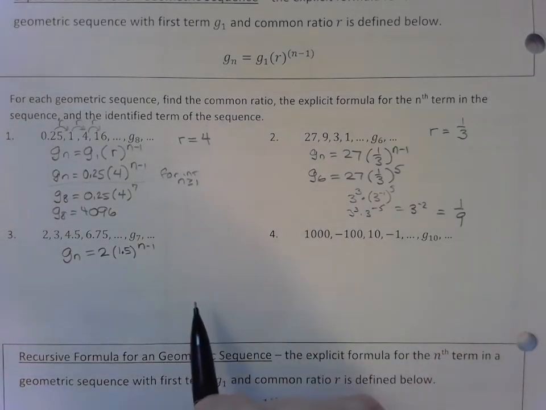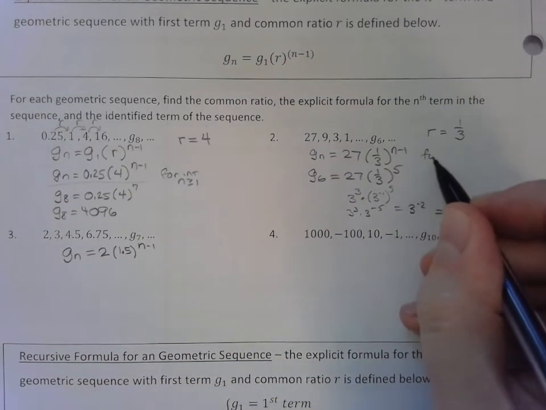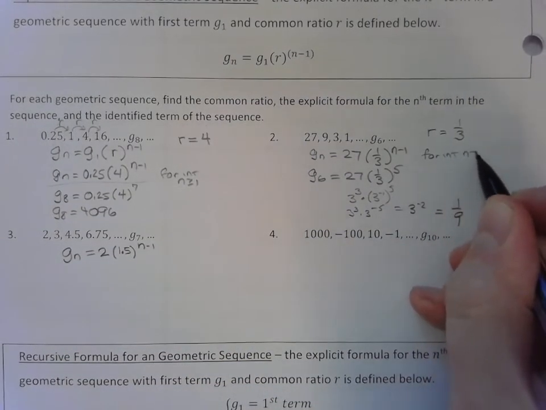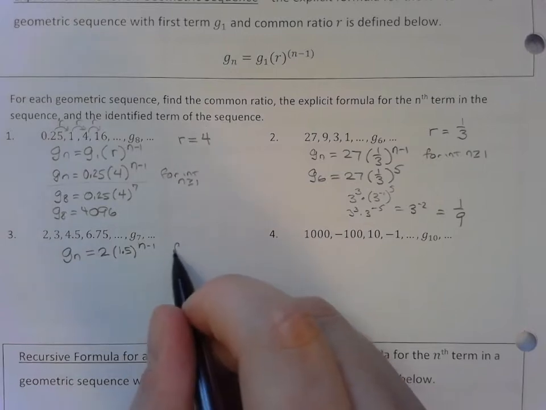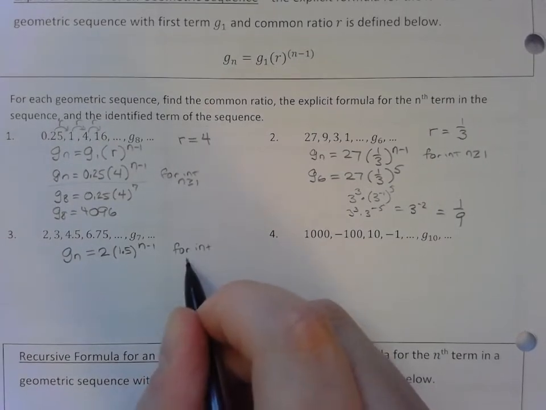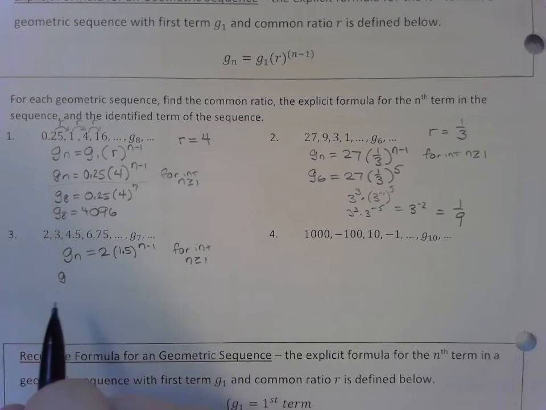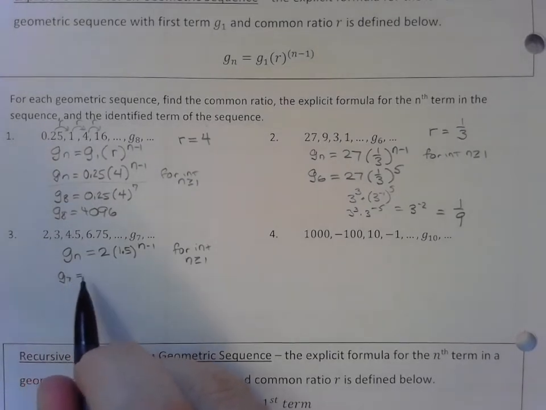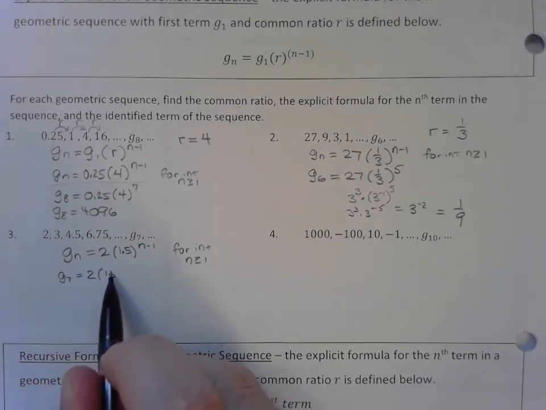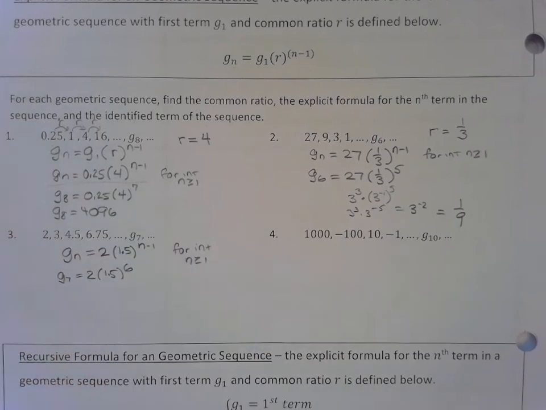Something I forgot to do last time: I forgot to write for integers n is greater than or equal to 1, because this formula only works for integer values that are 1 or more. Next, we're going to find the value of the 7th geometric term. Starting with the first term, I'd multiply by the ratio 7 minus 1 times, or 6 times.